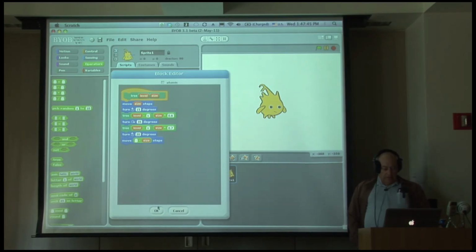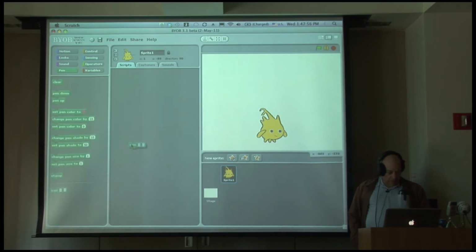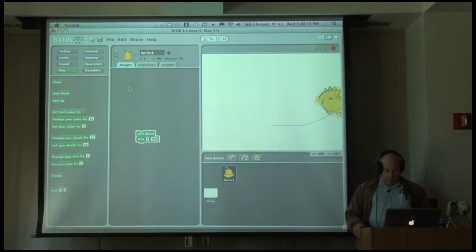So I'm going to show you what happens if I run this, which means I have to click OK, but don't panic. So here I'm going to go to the pen menu, grab tree, grab pen down, and now watch. I'm going to make a tree of level 5 and size 100. And when I run it, it does that. And it keeps going forever. So there's a bug in my program.